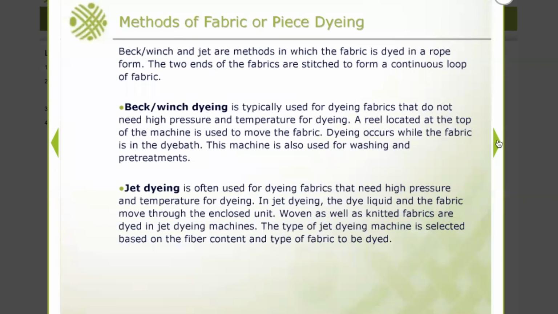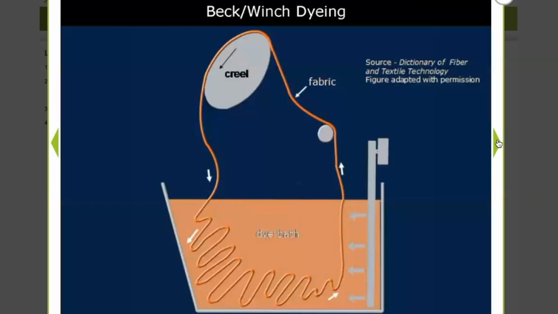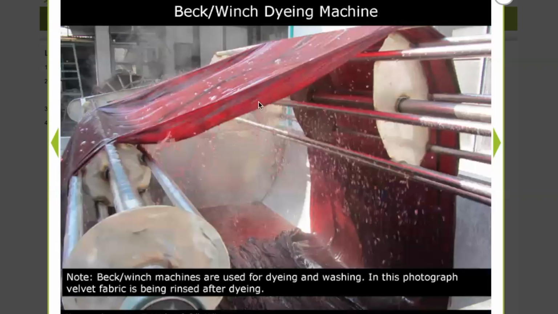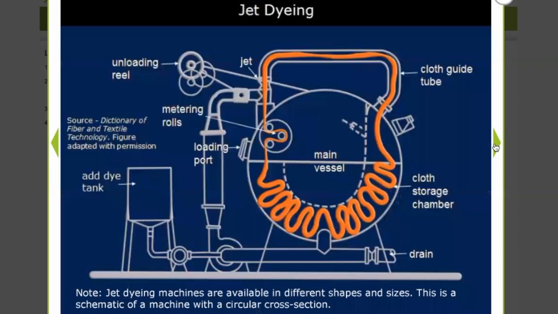I talked about winch dyeing and jet dyeing. This is the winch dyeing. And this is the actual picture of winch dyeing. So you see the fabric is going through the dye bath, coming out, going back. It kind of goes through that a couple times.